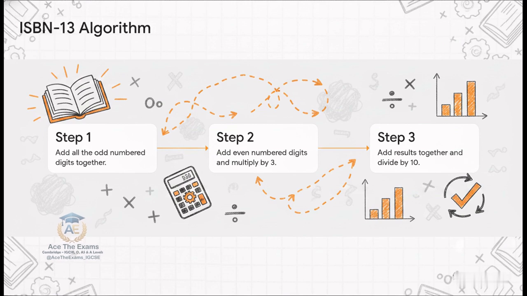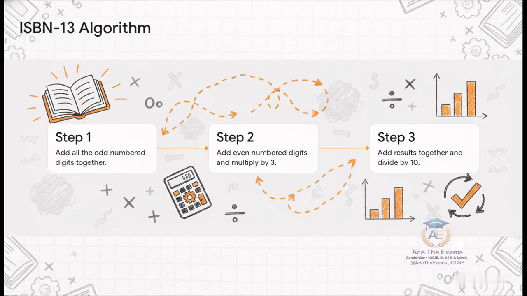Step 1. You add all the odd-numbered digits together. For our sequence, that is 9 plus 8 plus 4 plus 1 plus 6, which equals 34. Step 2. You add all the even-numbered digits together and multiply that result by 3. That is 7 plus 1 plus 7 plus 8 plus 8 plus 8, which equals 39. Then you multiply 39 by 3, and you get 117.